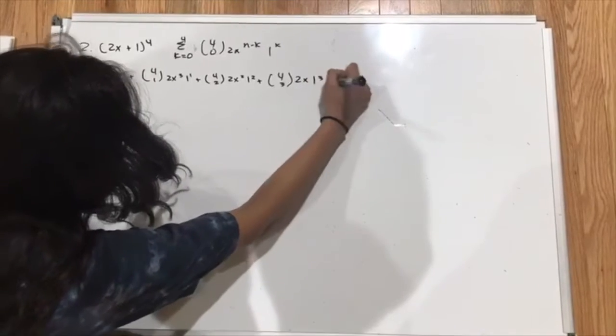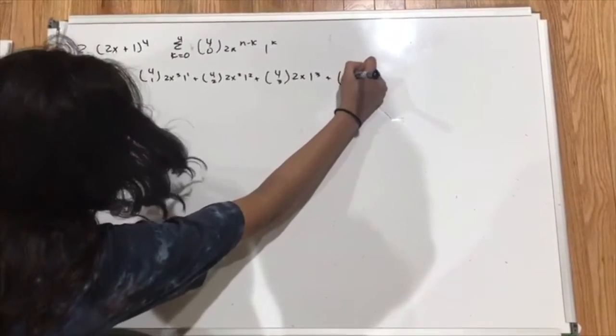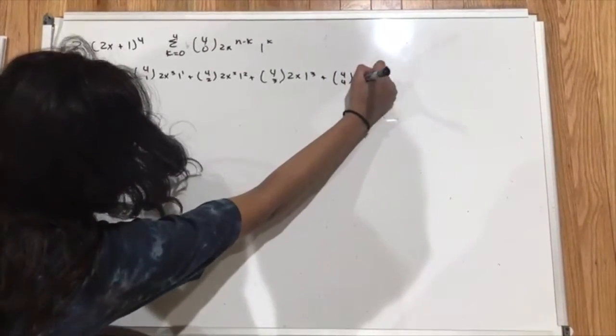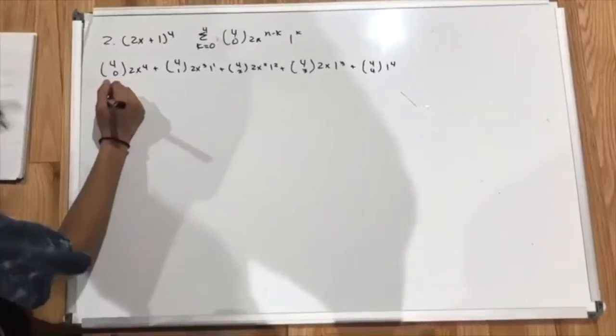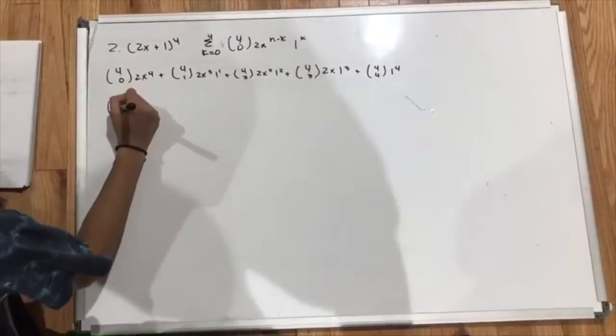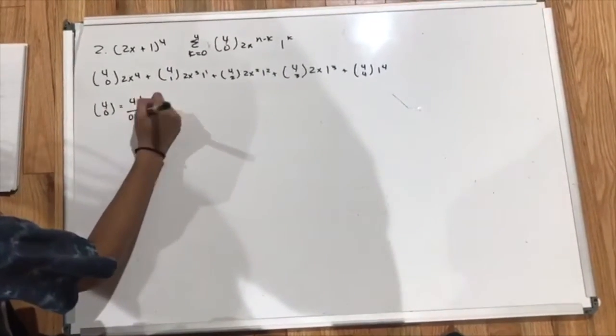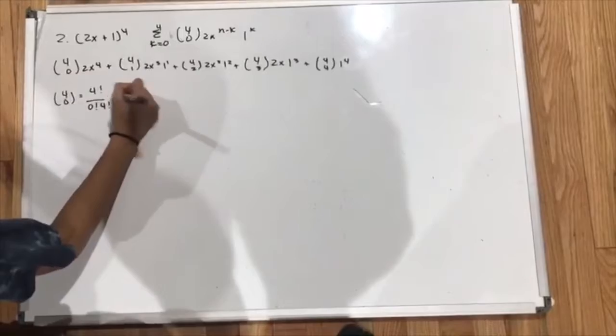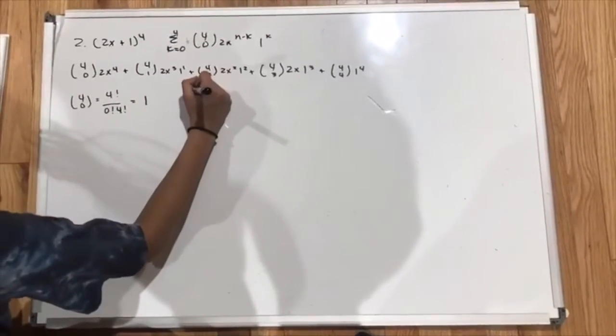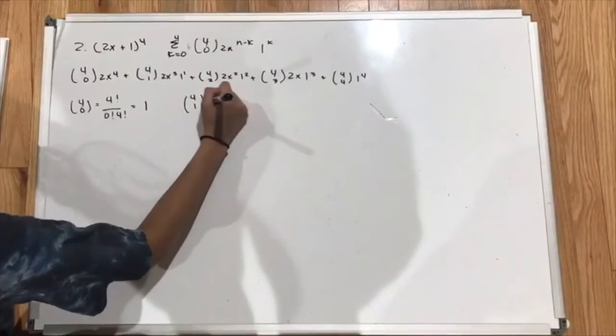Plus 4 choose 2 times (2x) to the 2nd power and 1 to the 2nd power, plus 4 choose 3 times (2x) to the 1st power and 1 to the 3rd power, plus 4 choose 4 times (2x) to the 0th power and 1 to the 4th power. Now that the binomial is expanded, we have to find the coefficients.